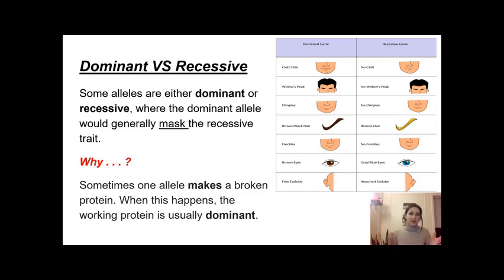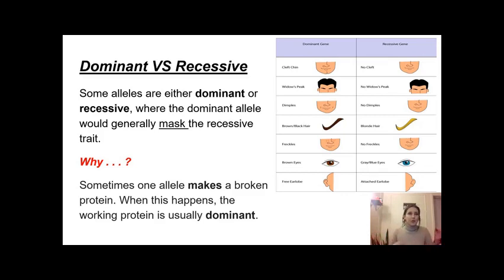So, dominant versus recessive. Some alleles are dominant, some are recessive, where the dominant allele is strong. It masks over the recessive allele. It covers it. So it's like the recessive allele isn't even there, but it is genetically, but it covers it up so you can't see it, like when you look at a person. Now you may be wondering, why is that the case? Why is something dominant? Why is something recessive?